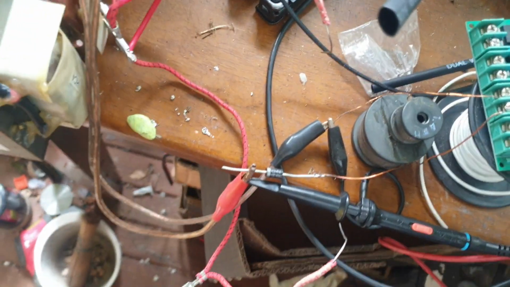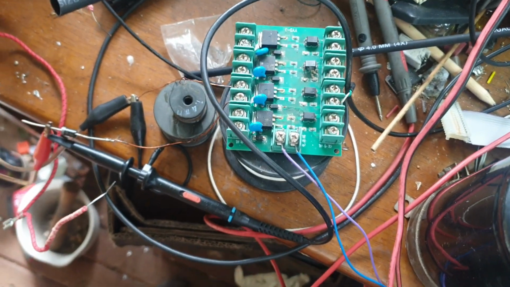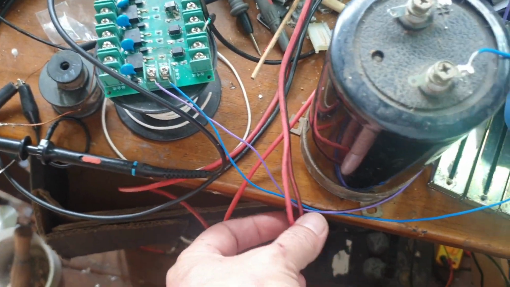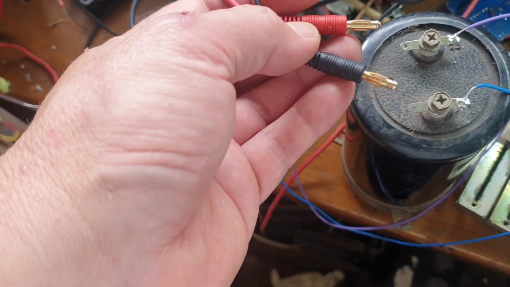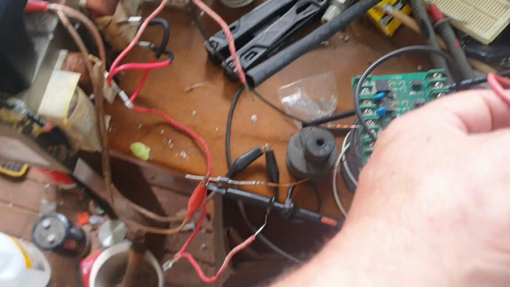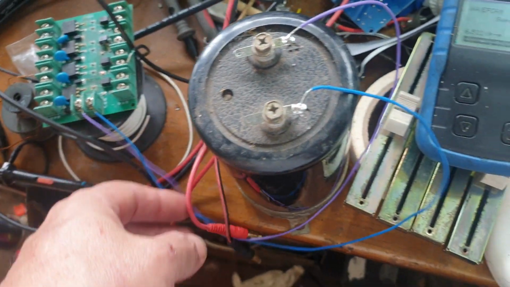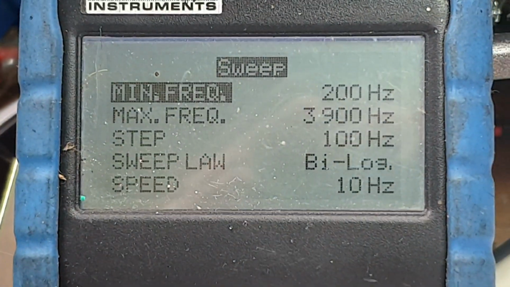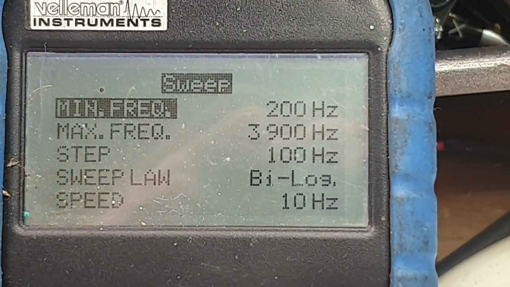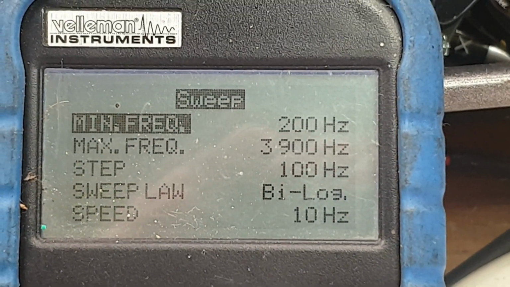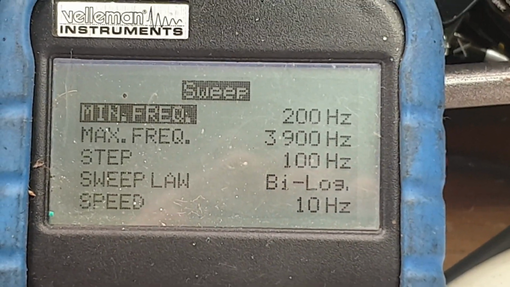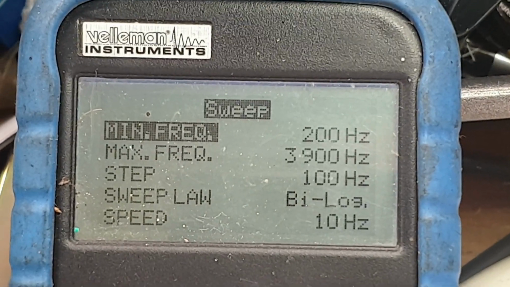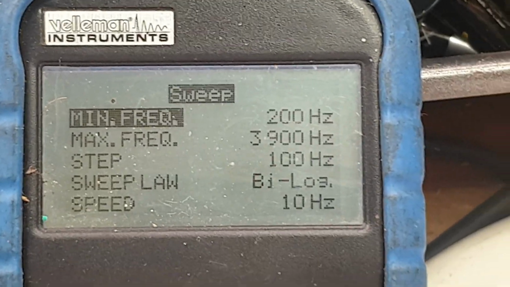And so, plugging into the frequency kind of that we see, Andrija Puharich, I think that's how you say his name. This one here is a sweep function. I'll show you the parameters of the sweep. So it's a bilogarithmic, the top and bottom of the sweep is 200 to 3.9 K, and it's sweeping at 10 Hertz.